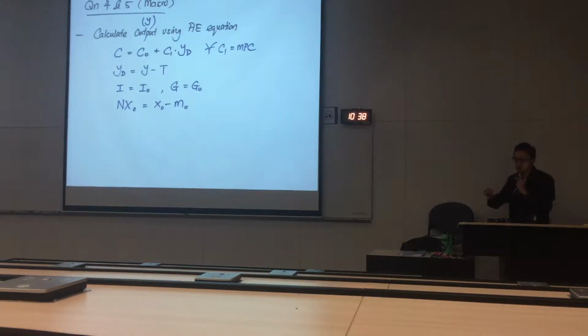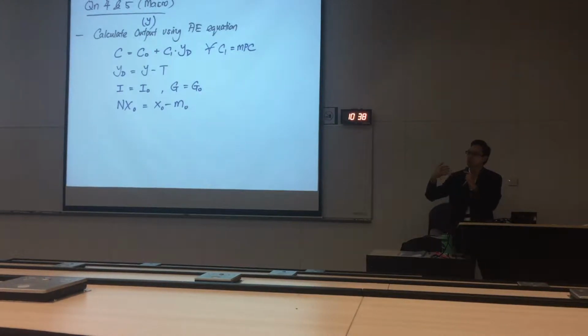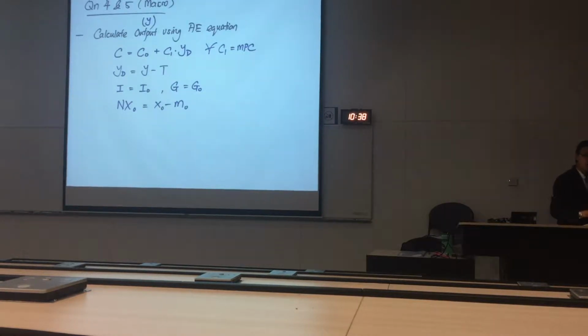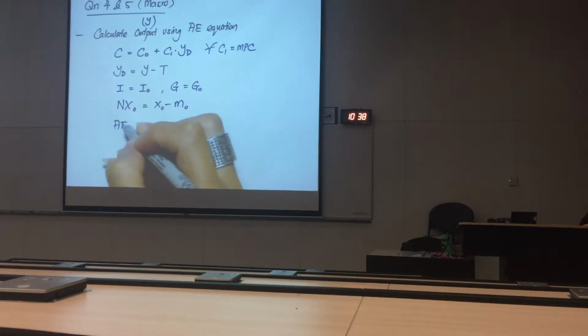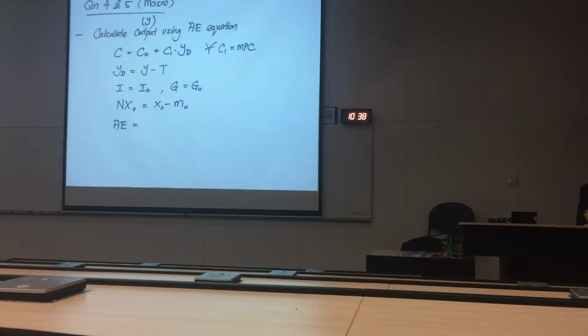So what I suggest you do, if you get a calculation question, lay down all of this stuff first. Make it very clear, these are the items that we need to combine together. So the next thing we need is aggregate expenditure or aggregate demand.